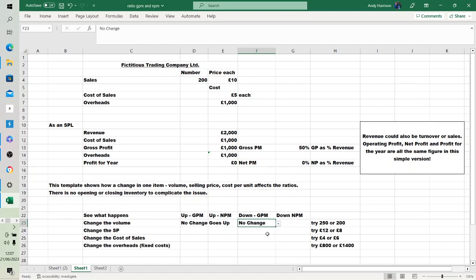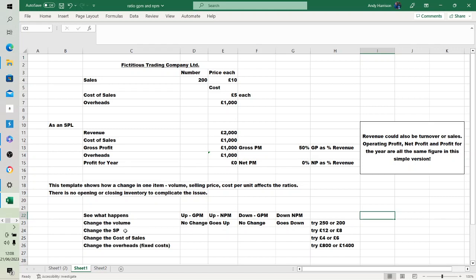And this is where students are actually answering the boxes wrong in the exam. They're trying to tell us that the change in the volume changes the gross profit margin. It doesn't by itself. However, it's combined with other effects. We'll see later what it does.